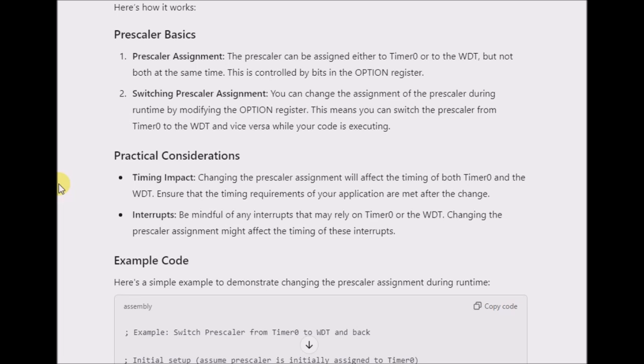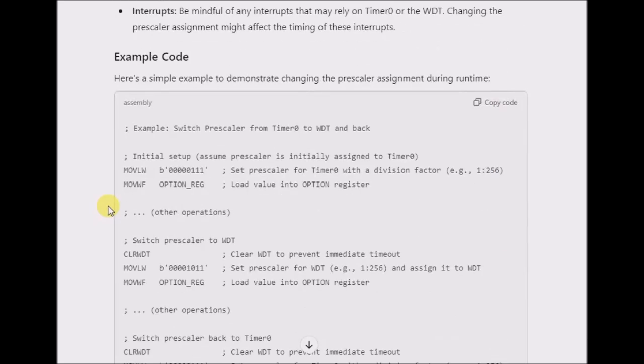Practical considerations. Timing impact. Changing the prescaler assignment will affect the timing of both Timer0 and the WDT. Ensure that the timing requirements of your application are met after the change. Interrupts. Be mindful of any interrupts that may rely on Timer0 or the WDT. Changing the prescaler assignment might affect the timing of these interrupts. And here's some code.